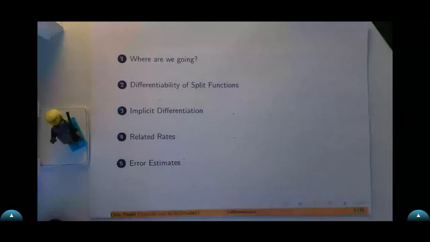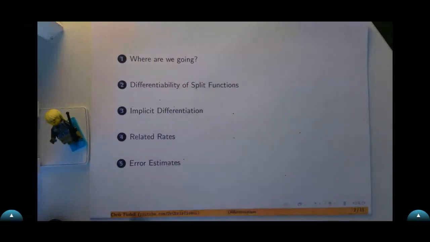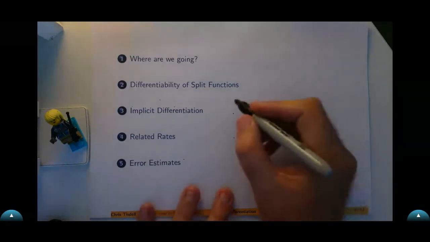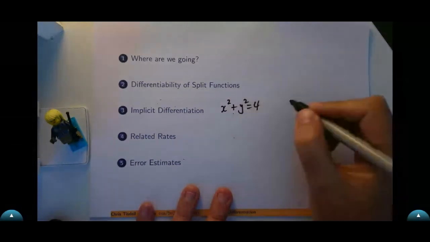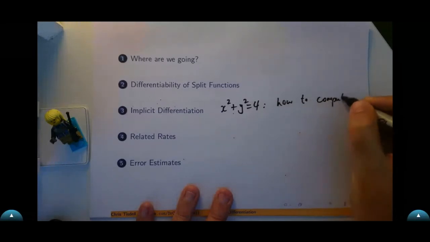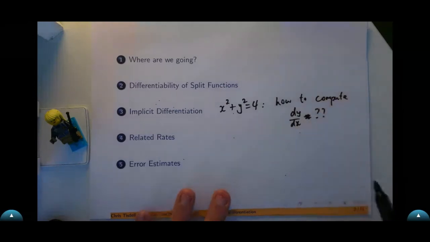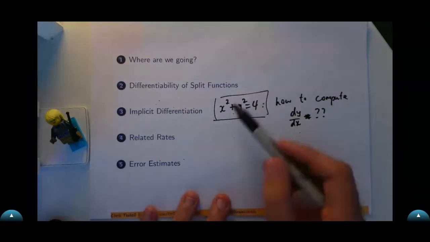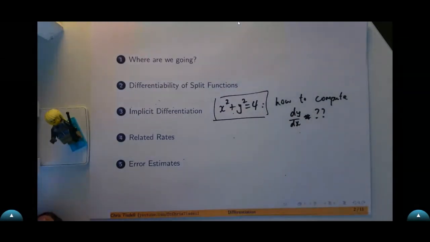All right, let's get down to it. These are the parts to today's lecture. A couple of things to note. For example, with implicit differentiation, if we had something like this, how do you actually find the derivative? This is like a relation, and when we differentiate something like this, we talk about implicit differentiation.